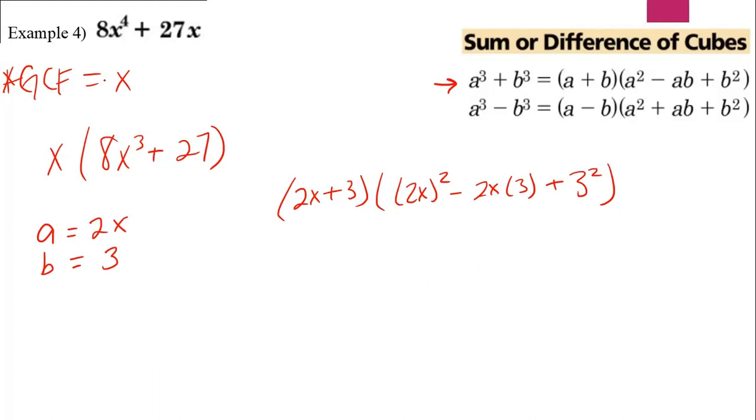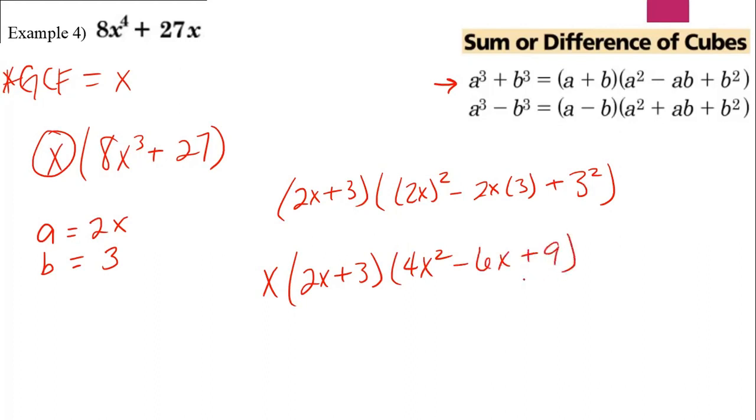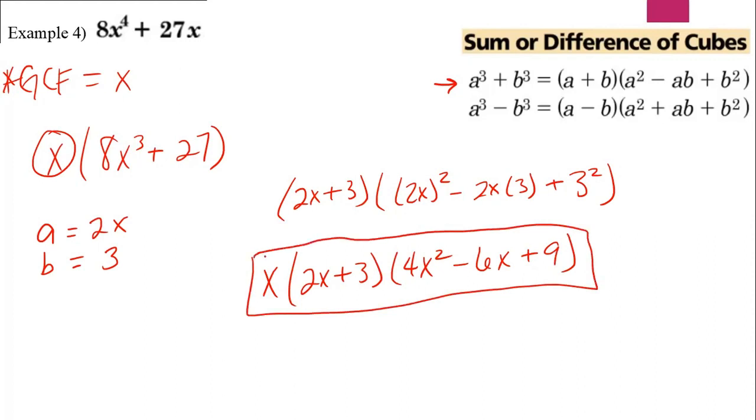My final answer has to include my GCF. So my GCF, x, times 2x plus 3 times... what is 2x squared? 4x squared. 2x times 3 is 6x, and 3 squared is 9. So that is the final answer. Again, GCF, greatest common factor, okay?